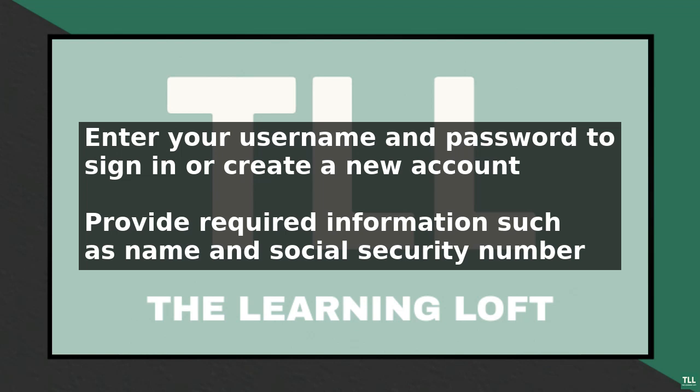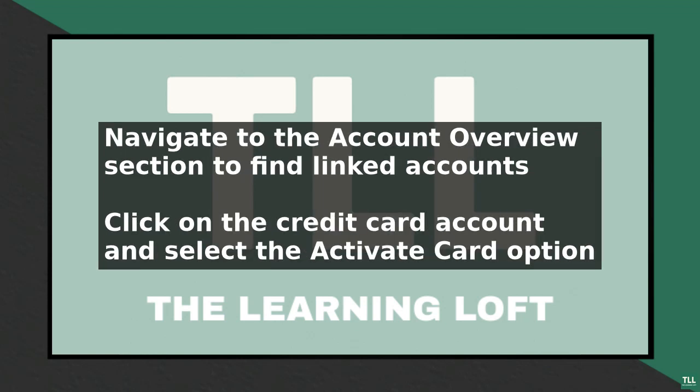Click on the credit card account you want to activate. Look for the Activate Card option and select it. You will be prompted to enter the 3-digit security code found on the back of your credit card. Enter the code and click Continue. You may also be asked to provide additional verification information, such as your address or phone number, to complete the activation process. Once you have completed the activation steps, your credit card will be activated and ready for use.